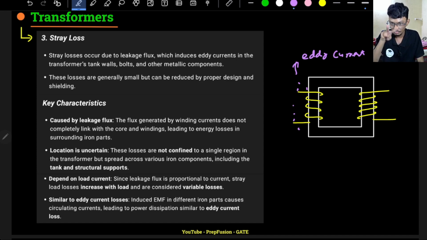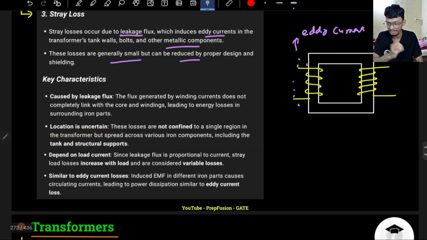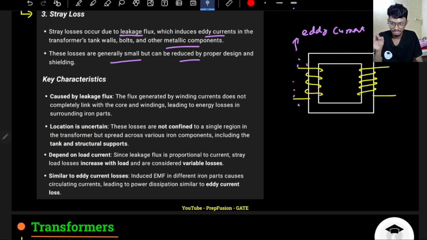So stray losses are the losses caused by the leakage flux, which induces eddy currents in the components of the transformer other than the core. Got it? These losses are generally very small but can be reduced with proper designing and shielding. Its location is actually uncertain. It can happen anywhere in the transformer. There are so many materials, and because leakage flux will flow through any path, losses can happen anywhere.